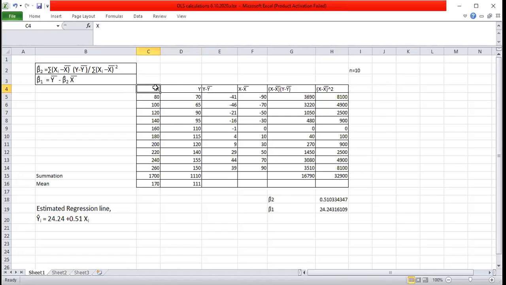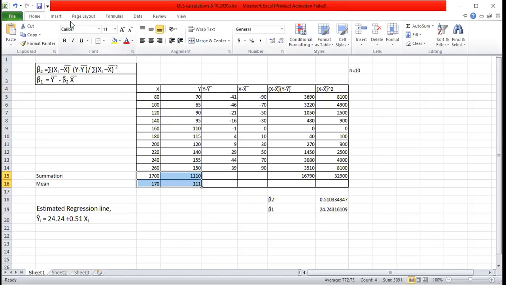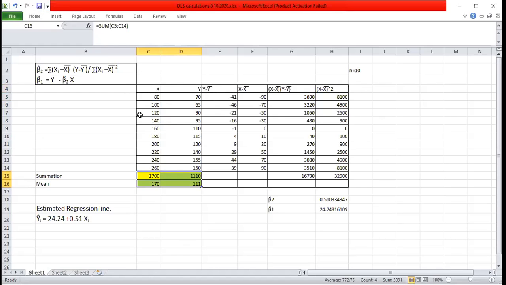X is independent and Y is dependent. Now the formulas are here. I did it almost like manually, so you can see what is going on. Forget about these last two. I'll color them if I can.